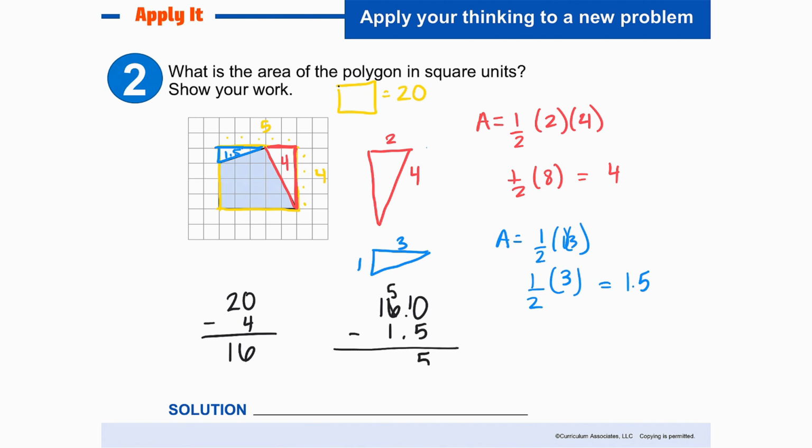10 minus 5 is 5, 5 minus 1 is 4, and 1 minus 0 is 1. Bring down your decimal place. So we have a total area of 14.5. And that's using the outline and subtract method.